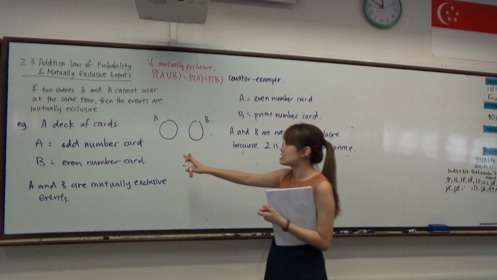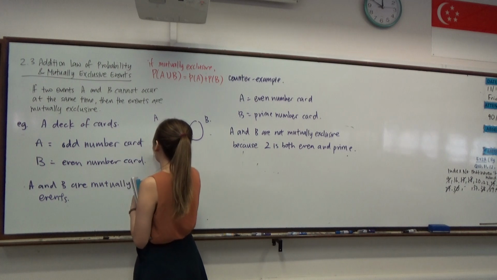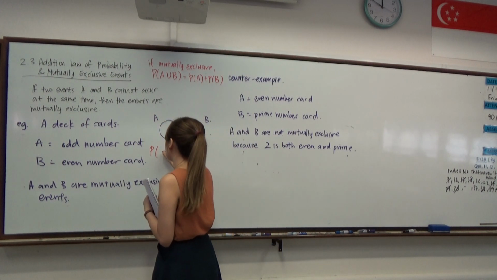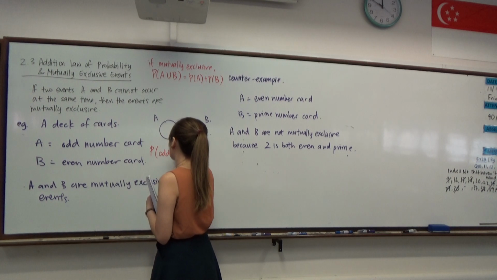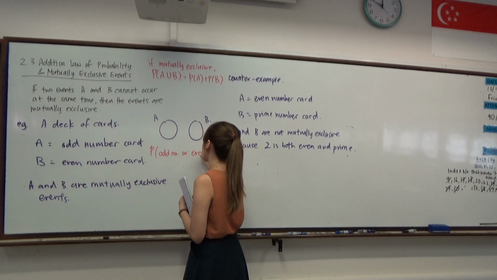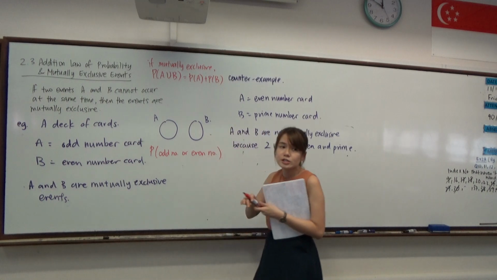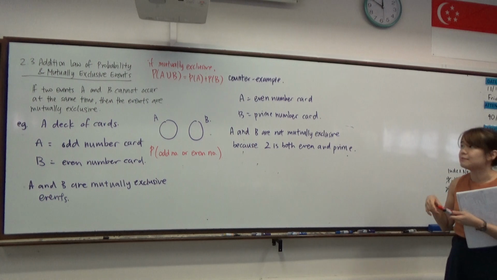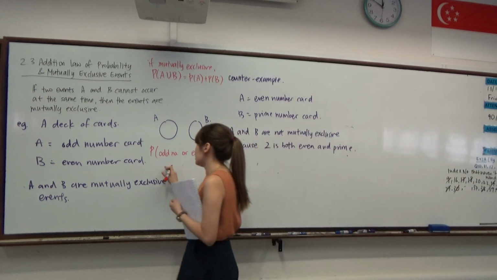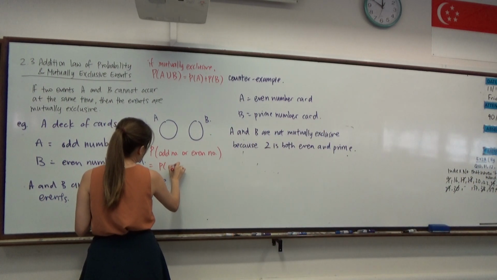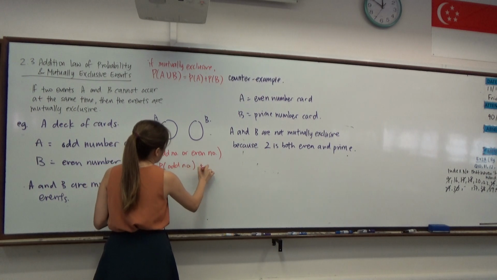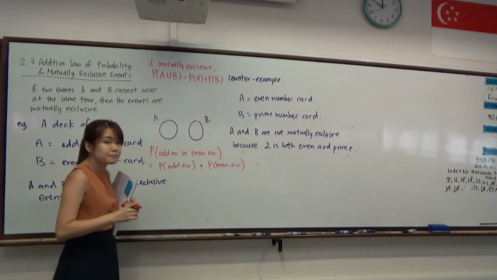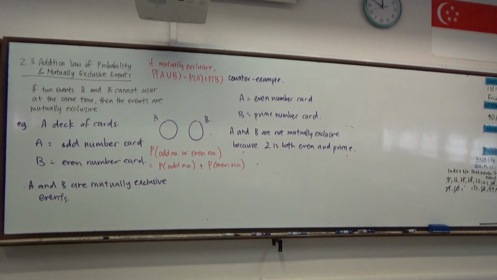In this given example, if you're looking at the probability of choosing an odd number or even number from a deck of cards, the probability is the probability of getting the odd number card plus the probability of the even number card. So what would the probability of the odd number card be?